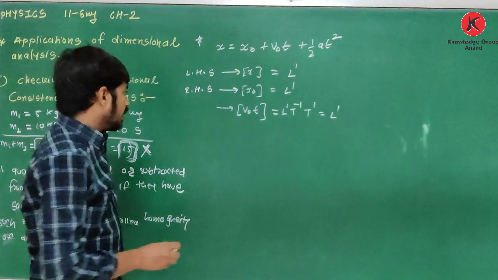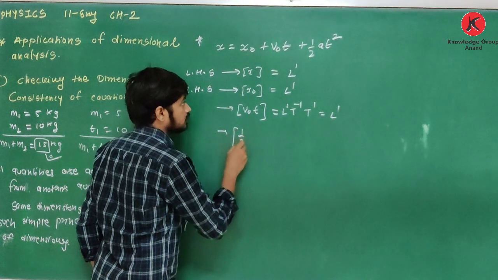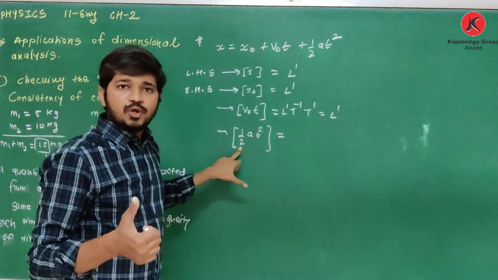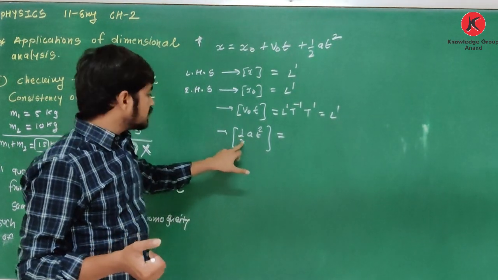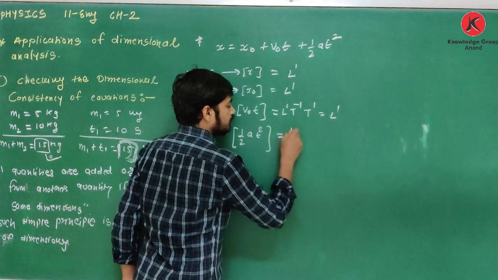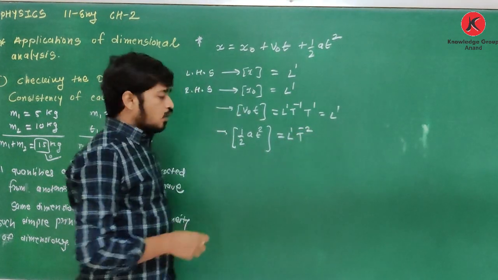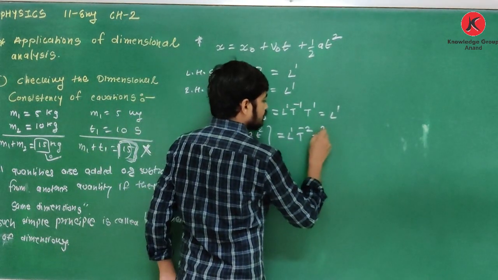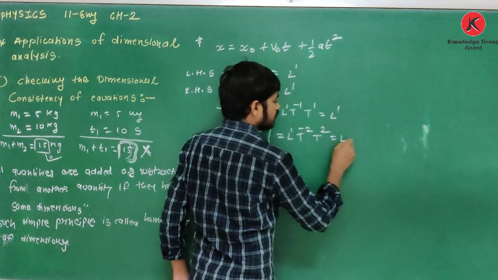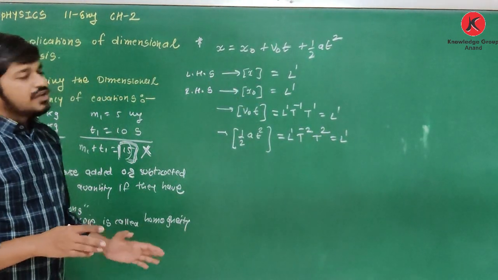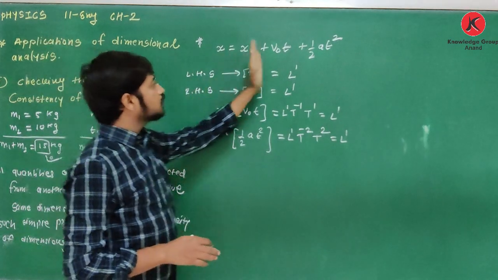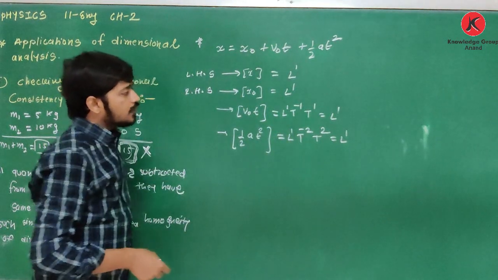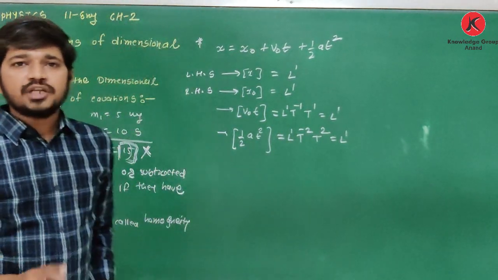Any doubt? Okay. Now the next one is half at square. Half is a number, no dimension. a is acceleration. What is the dimensional formula of acceleration? L T minus 2. And t is time, its dimensional formula is T, and it is squared, so it is T2. So again T2 and T minus 2 cancel, so it is only L1. So see here we have a total of 4 terms, 1 on the left hand side and 3 on the right hand side, and the dimensional formula of each and every quantity is equal.